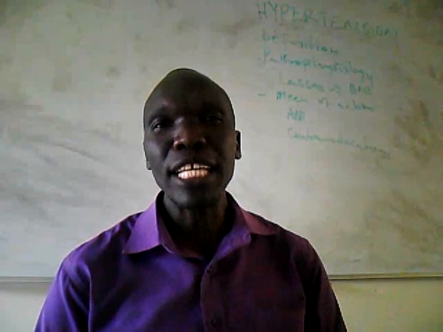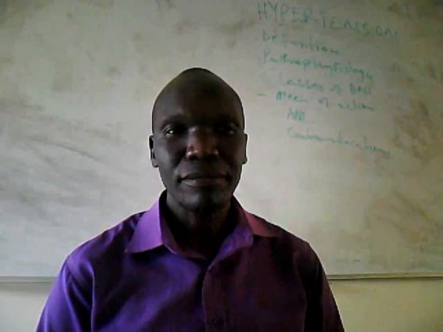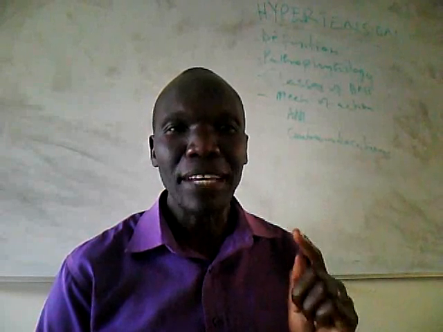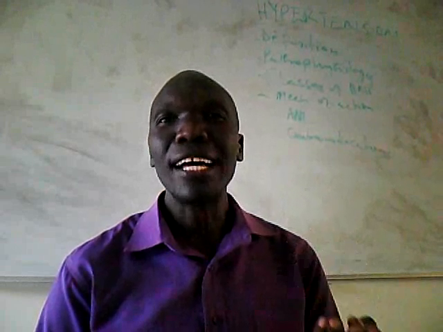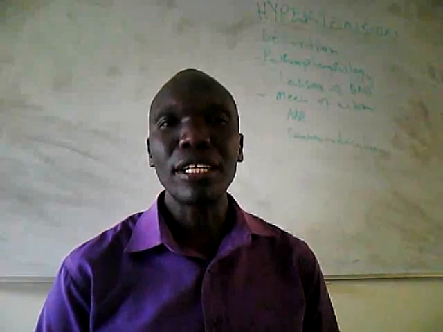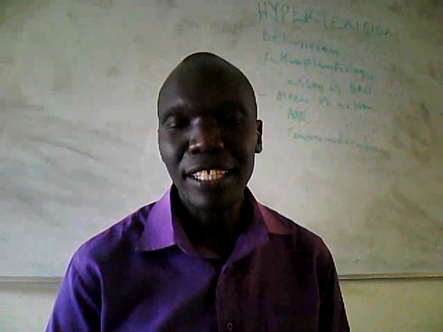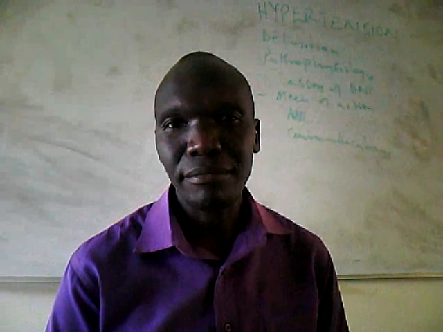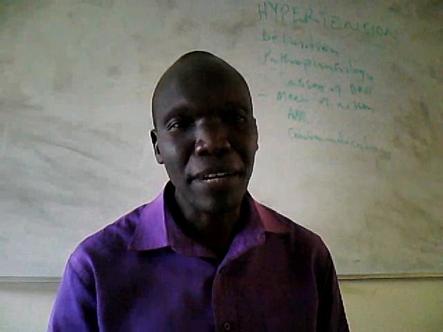So we want to say that arterial blood pressure is very essential, because it helps us to know whether the tissues are receiving blood or not. And that's why we take note of the arterial blood pressure instead of the venous blood pressure.